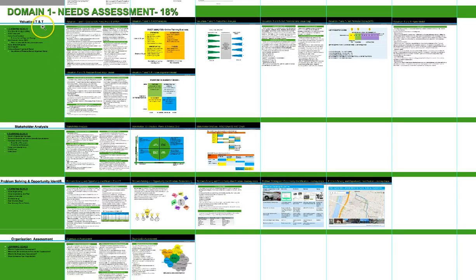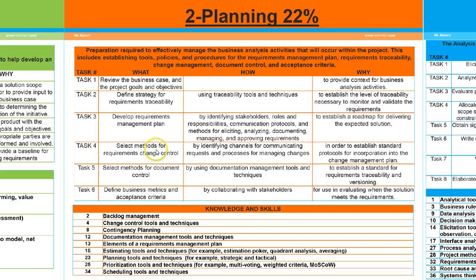So we cover the valuation tools, we cover all the different knowledge and skills and techniques that are used in valuation. Then we go to stakeholder analysis, all the techniques used in stakeholder analysis, then problem solving, opportunity identification, and organizational assessment. So let's get to the next domain, which is planning.